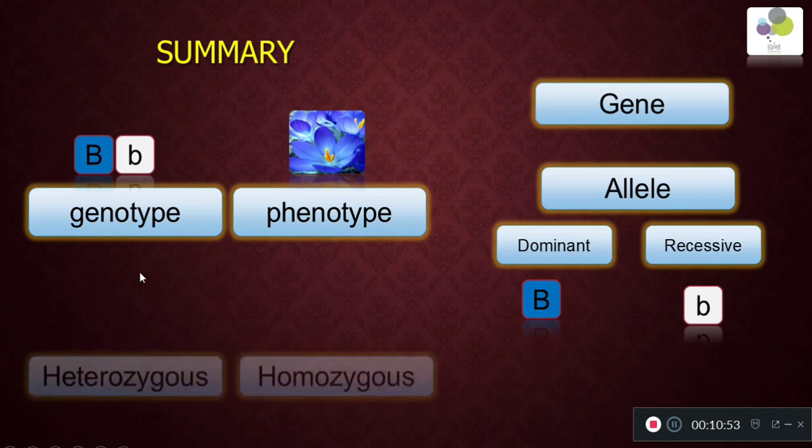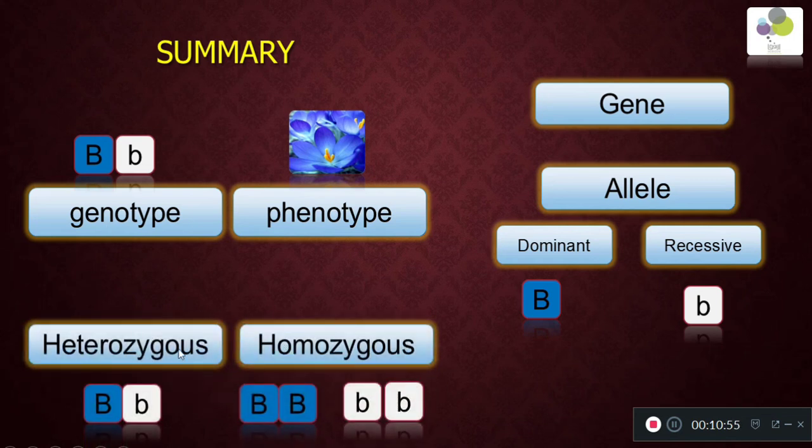Finally, the genotype may be homozygous or heterozygous. Homozygous is when both alleles are the same: homozygous dominant if we have two dominant alleles, and homozygous recessive if we have two recessive alleles. Heterozygous is when we have one dominant allele and one recessive allele.